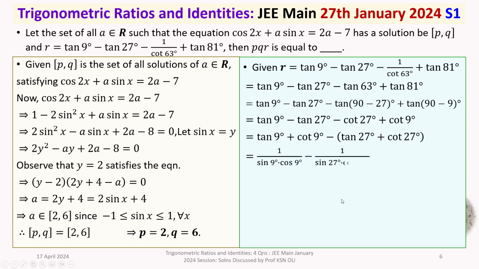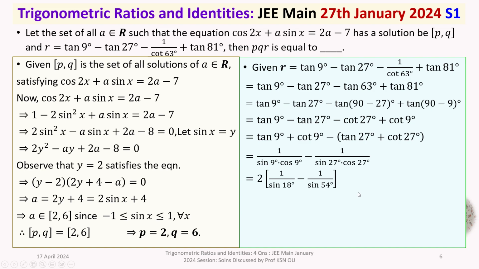For sine 9 degrees, cos 9 degrees, multiply both numerator and denominator by 2. Then 2 by 2 sine 9 degrees into cos 9 degrees, that will be, 2 sine x cos x is sine 2x, that is 2 by sine 18. So also here 2 by sine 54 degrees. So 2 is taken out and 1 by sine 18 degrees minus 1 by sine 54 degrees.